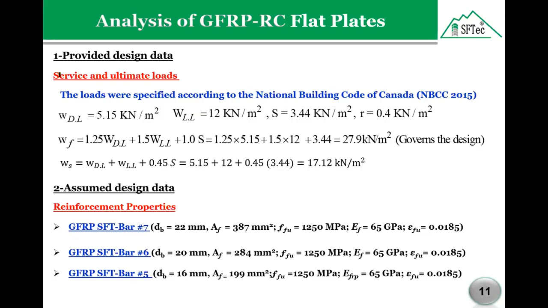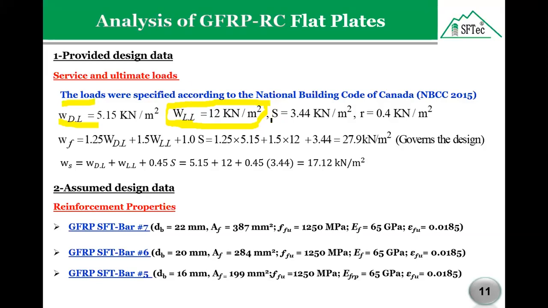And also the designer gives us the service and ultimate loads. Because we are designing this building in Canada, the loads were specified according to the National Building Code of Canada, NBCC, 2015. The dead load here equals 5.15, live load equals 12, and you can get this value from the National Building Code according to the type of the structure. If the structure is a residential building, this value will be less. This value is very high, because we are talking about a parking garage and heavy loads.